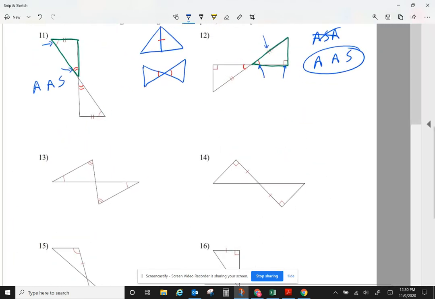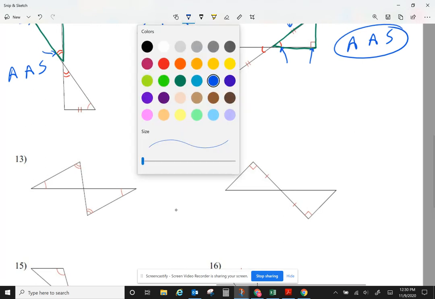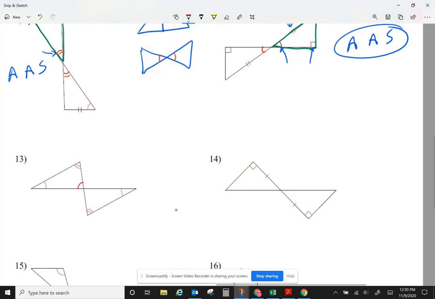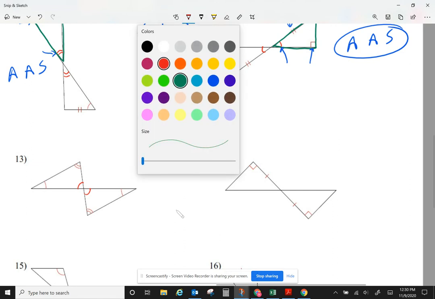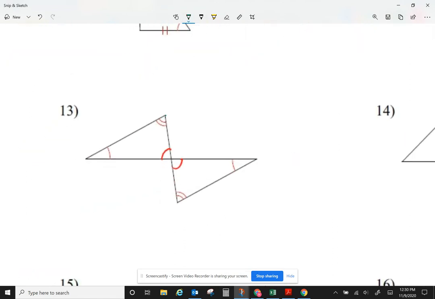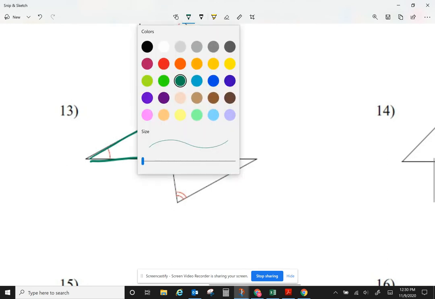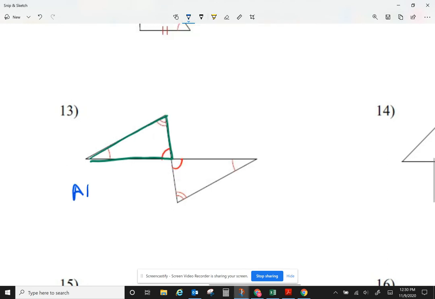Looking at question number 13. I can legally mark this angle with this angle, right? Opposite angles, vertical angle theorem. I notice that I have all three angles. I quickly take a look at one of my triangles, and what I see that is marked is all three angles. Angle. I notice the other triangle is marked the same way, but I mentioned earlier that angle does not work. So I'm just going to call this not congruent.